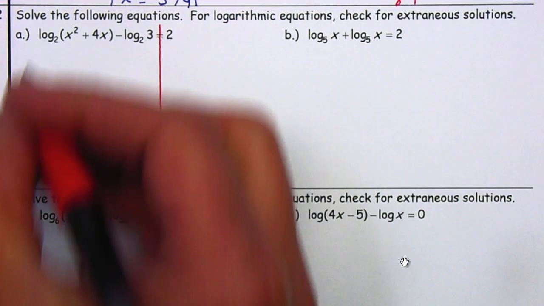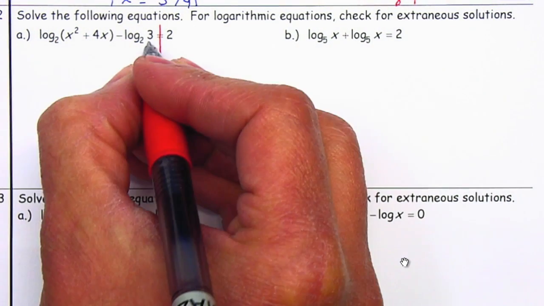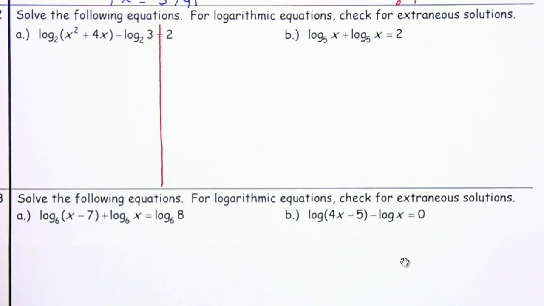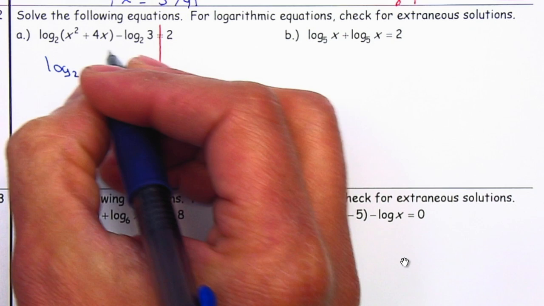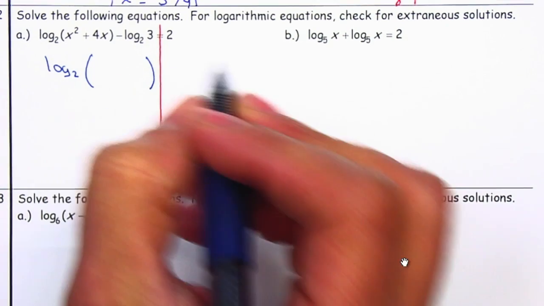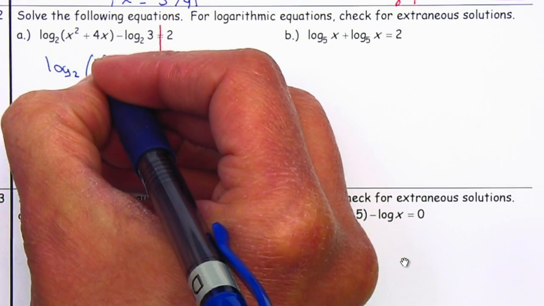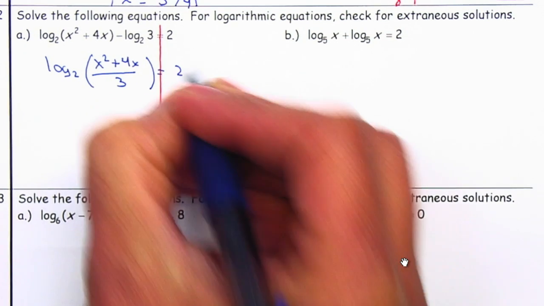Great. So first, I'm going to go and condense this. I have 2 logs. I'm going to condense it into 1. So I'm going to combine like terms in a sense. And because there's a minus in between, they are going to divide. We're going to divide x squared plus 4x divided by 3 is equal to 2.